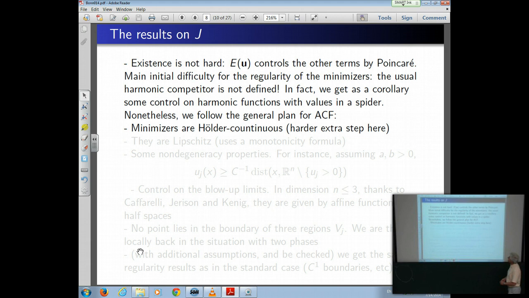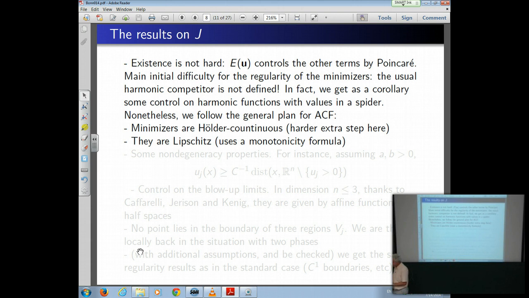Extra work to do to show that minimizers are actually given by other continuous functions. In the standard case, it's too easy. You don't even mention it. Right? OK. So that's an extra step. And I'll say a few words about that later, but probably not much. Then the next step is to show that they are Lipschitz. And again, I decided to skip that part.